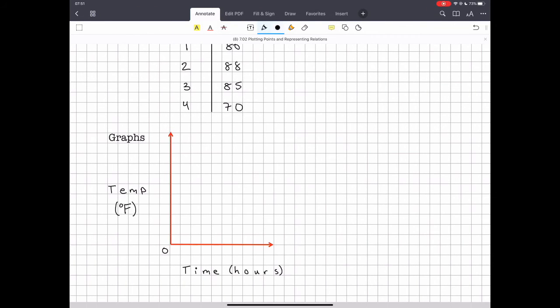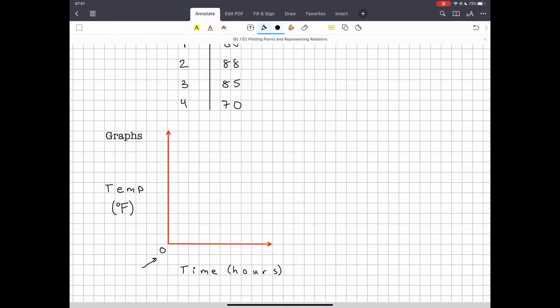The last way to represent a relationship is with a graph. So here I've got a graph where I've labeled the origin. I've labeled the x-axis in times, which is time in hours, and I'll label that X. And the y-axis represents the temperature, which is measured in Fahrenheit, and I'll label that axis as Y.